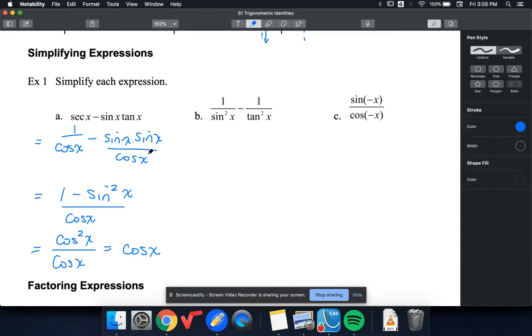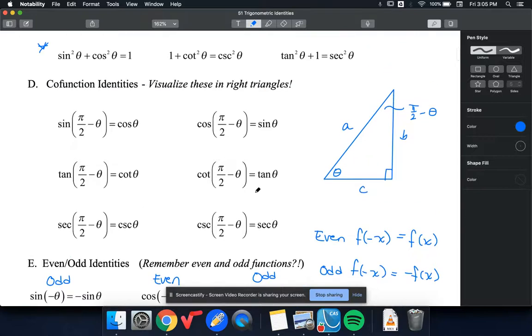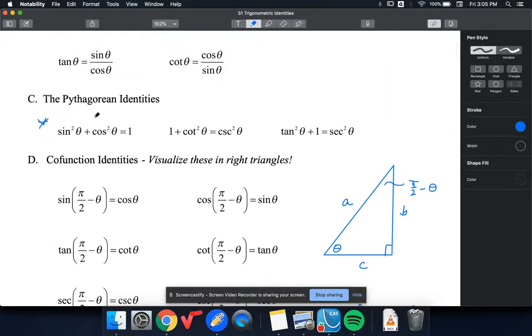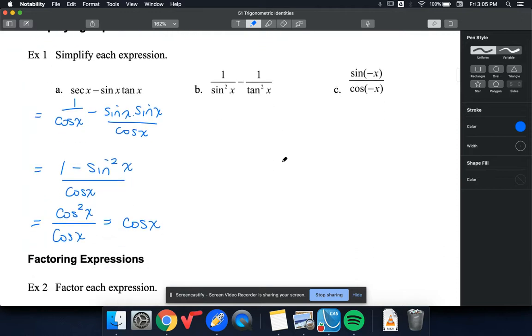So this happens a lot. You need to be very comfortable seeing any form of this. So sine squared plus cos squared is 1. 1 minus sine squared is cos squared. 1 minus cos squared is sine squared. Cosecant squared minus cotan squared is 1. Tan squared is secant squared minus 1, etc., etc. So any rearrangement you need to be comfortable with.